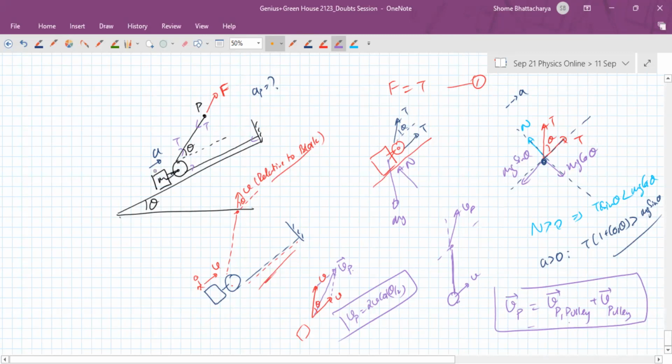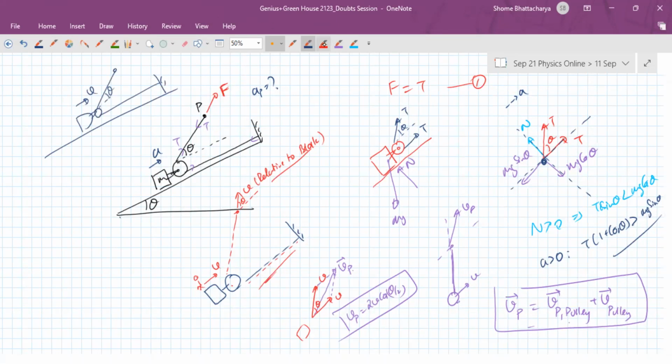As you are seeing the block moving like this, and the thread is oriented like this at an angle theta, what do you see the point P moving as with respect to the ground? You don't see it moving like this. You will see it moving like this. Understanding? So it's neither moving parallel to the inclined plane, nor actually along the thread. It's moving along the bisector of those two.